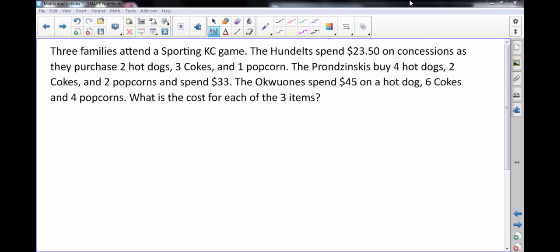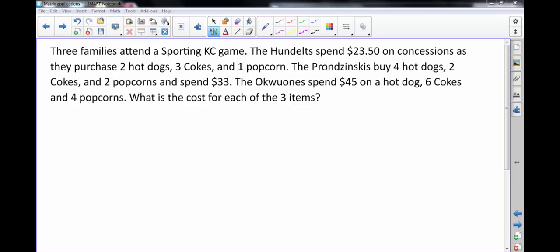So let's go ahead and take a look at some of these application problems. The first thing we're going to take a look at is this one here where we have a family attending a soccer game. So the Hundelts go and they spend $23.50 on concessions, and it tells you what they buy. The Prodzinskis, they spend $33. The Okwanes spend $45, and you can see what everyone has purchased.